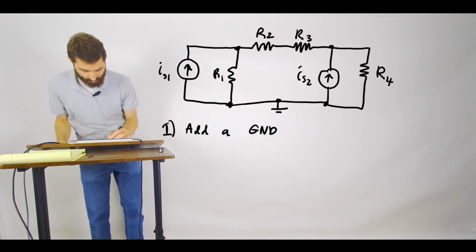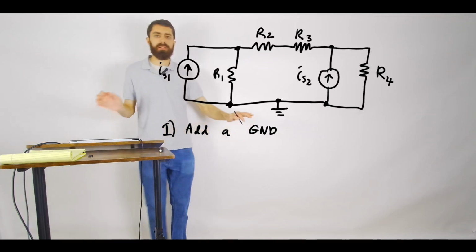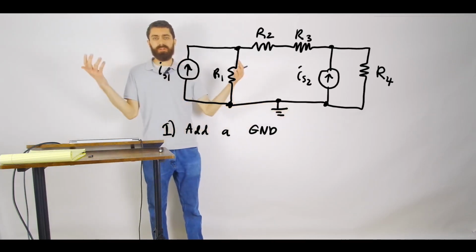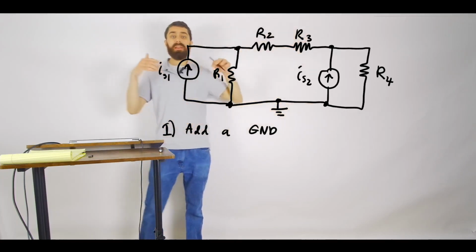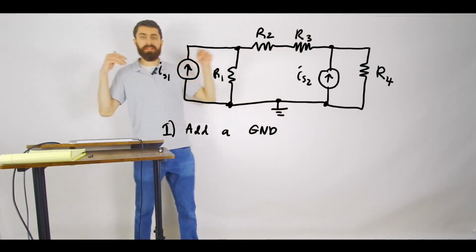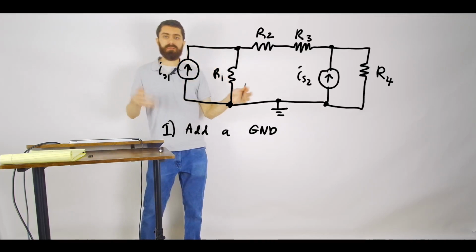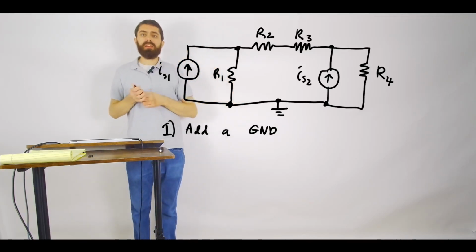This is the symbol for ground. I'm just going to add it to the lowest one because that's more intuitive, like ground is lower. But we could have added it to any one of the nodes, and that would have been just fine.